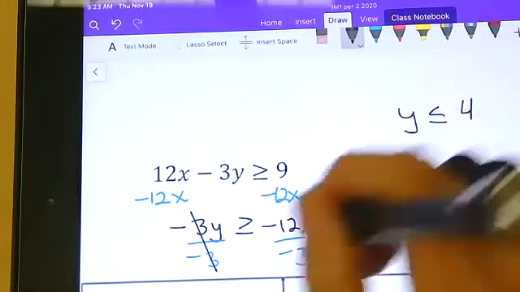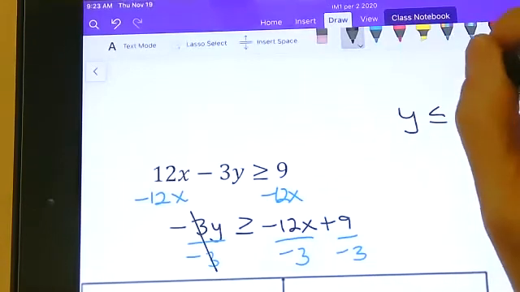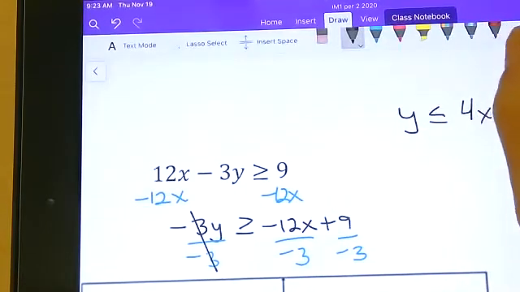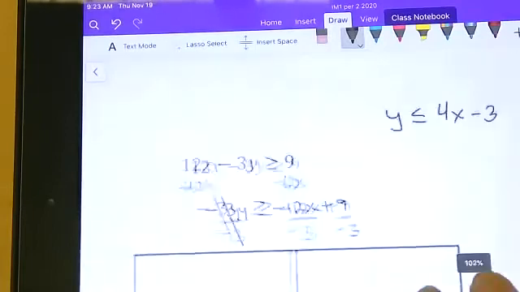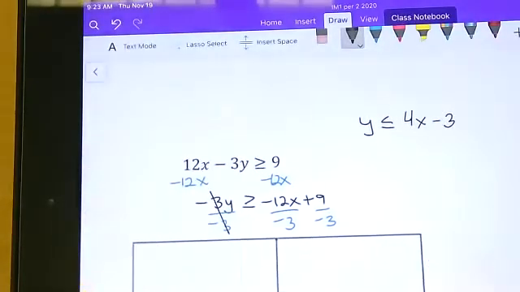Now, if you forget to do that, negative divided by negative is a positive. If you forget to flip the sign, that is a really good reason why you should do a checkpoint. So at the end, when you got your shading, check a point in your shaded region to make sure you did it correctly. Because if you forgot to flip your sign, your shading's not going to be right.